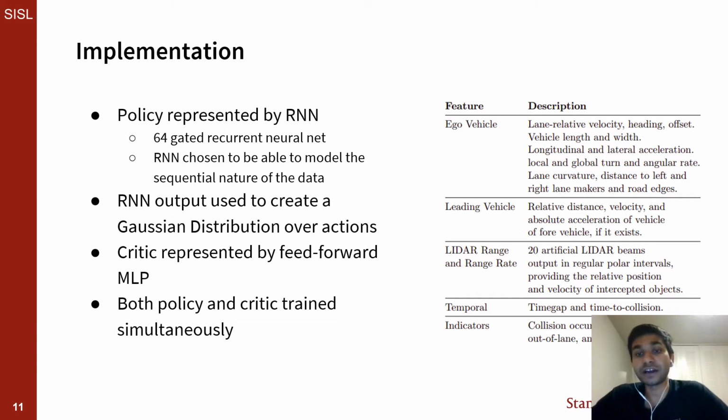So these features are for the ego vehicle. It's got its own position, velocity, and placement in the lane. It also looks at vehicles around it, specifically the leading vehicle in terms of relative distance and velocity. And also it throws out some LiDAR-like range and range rate information using artificial LiDAR beams. Further, we have some more features that capture whether the vehicle is driving desirably, meaning if it's within the road or if it's collided or not.